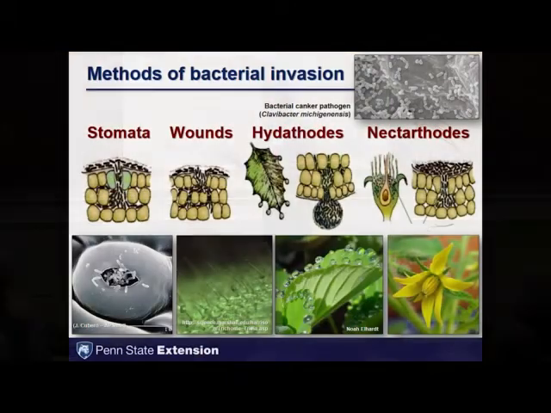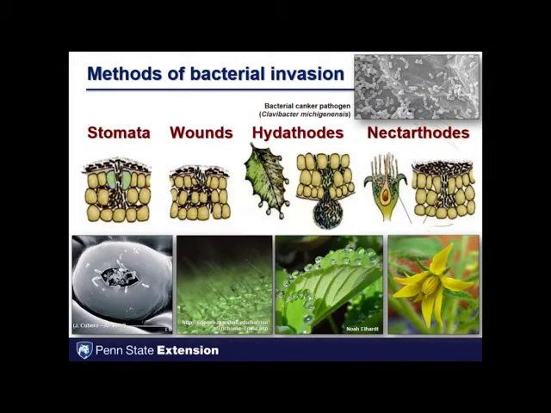So bacteria get into the plant in a number of different ways. They enter through natural openings in the leaf. In this case, this is a stomata, a natural opening that allows the plant to respire, so the bacteria can naturally get in there. They can get into wounds, obviously, any kind of wound. We might not see the wounds, but windswept sand and heavy rain events can create small wounds that the bacteria can easily get into.